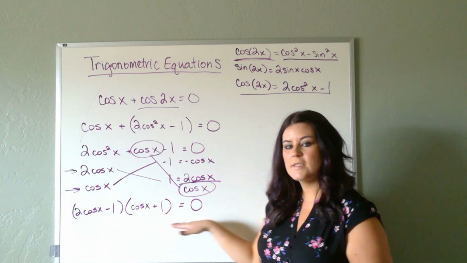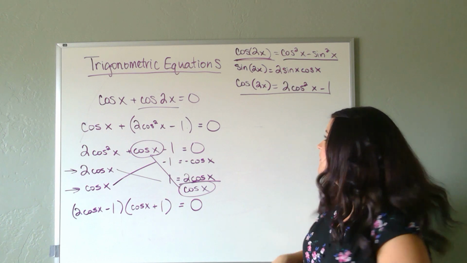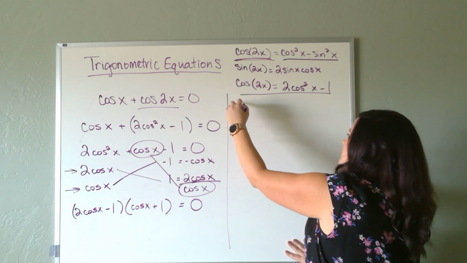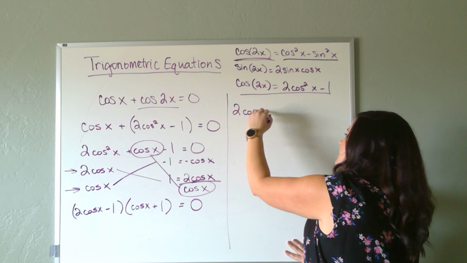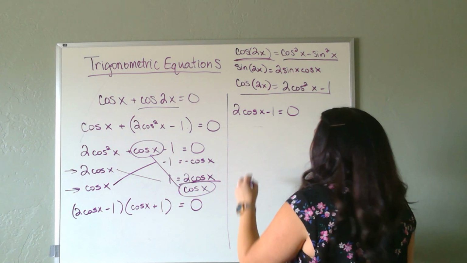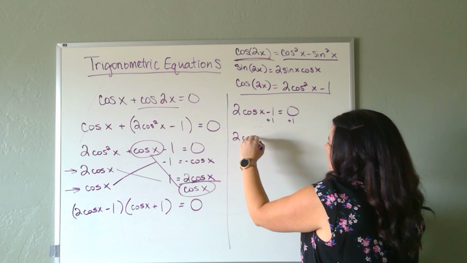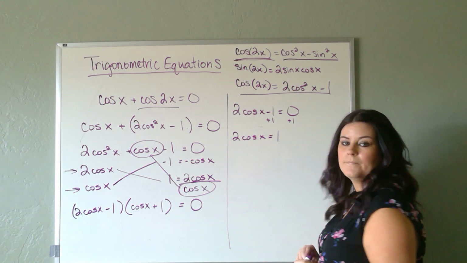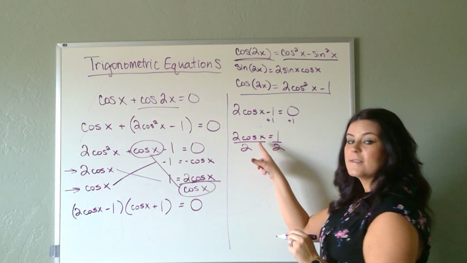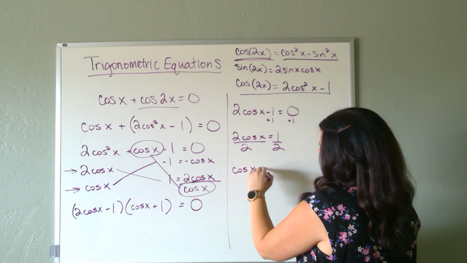I have 2 factors equal to 0. I'm going to solve it just like I did the other one, where we set each factor equal to 0. I'm going to write them on this side a little bigger. So I have 2 cosine x minus 1 equals 0. Let's solve that first. I'm going to add 1 on both sides, and I get 2 cosine x equals 1. I'm going to divide both sides by 2, isolating the cosine x, and I get cosine x equals 1/2.